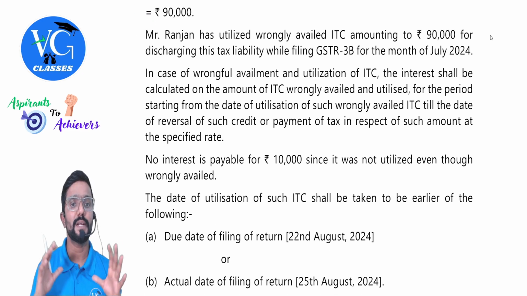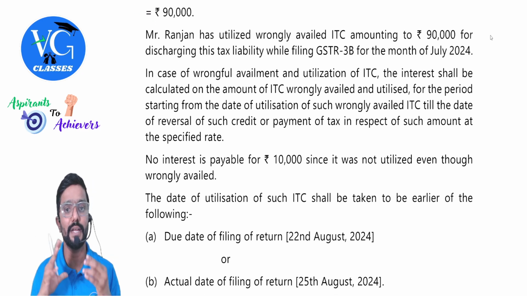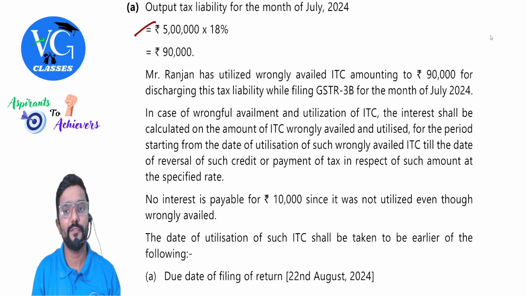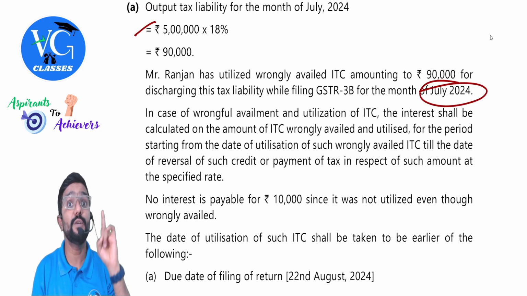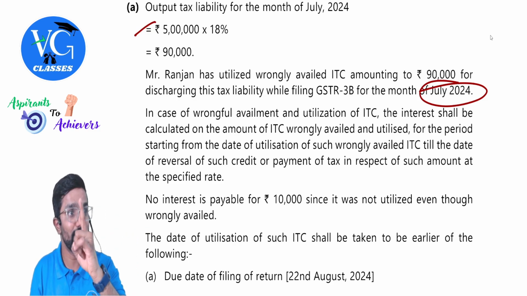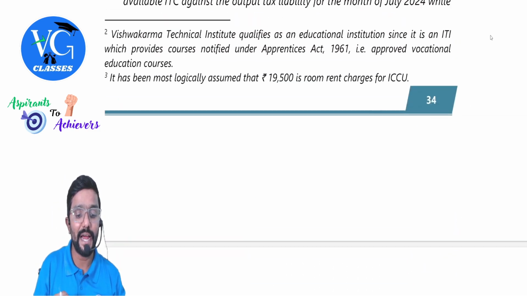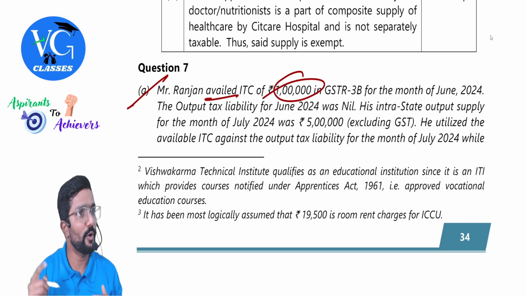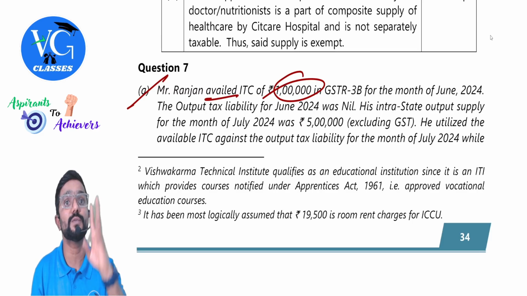Next. Mr. Ranjan has utilized wrongly availed ITC amounting to 90,000 for discharging his tax liability in GSTR 3B for the month of July. He didn't use it in June. He used it in July. Please be careful. Sir, how much credit did he have in total? 1 lakh. Did he use it fully? No, because the output tax for July was only 90,000.